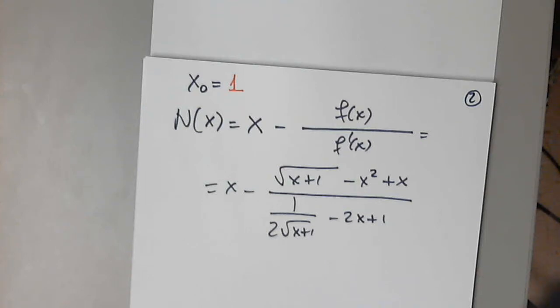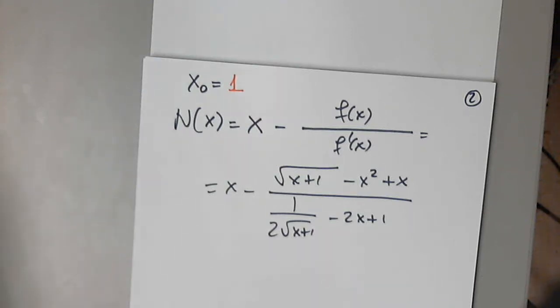So this is x plus 1. Close the parenthesis for under the square root. Close the parenthesis for the denominator of this fraction, 1 over 2 the square root. And then continue with minus 2x, and then plus 1. And close the parenthesis.